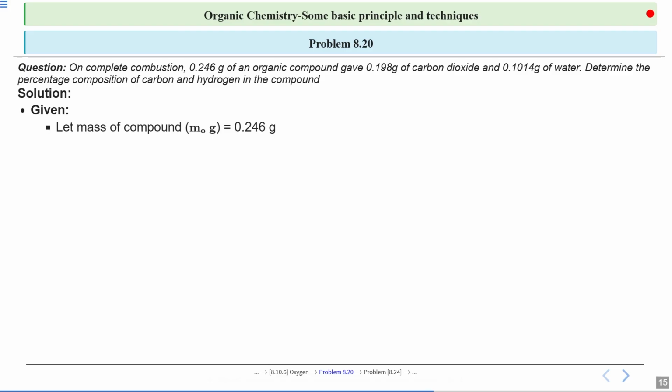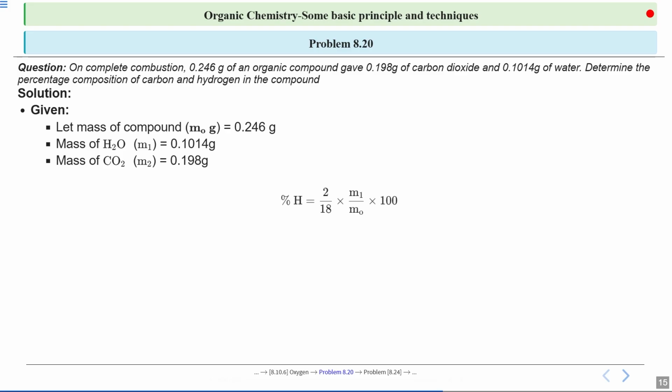Say we have the mass of the compound denoted as m naught grams, and it is equal to 0.246 grams. It is already given in the question, so no confusion in this. Then next we have the mass of H2O, which is 0.1014 gram. Here we are denoting it as M1. After that, we have M2, which is the mass of carbon dioxide, and it is given as 0.198 gram.